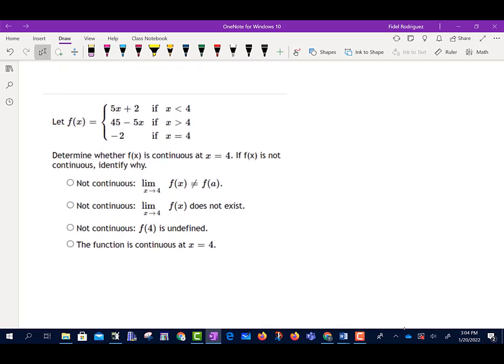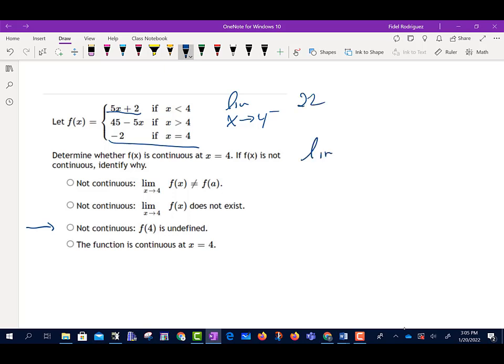Alrighty, let's take a look at the next one here. Let f of x be equal to 5x plus 2 if x is smaller than 4, 45 minus 5x if x is bigger than 4, and negative 2 if it's equal to 4. So number one, we do know that it's defined at x equals 4. So I can't check the third box, because it is defined. Okay, now let's see if the limit exists. So if I were to plug in a 4 in the top part, 5 times 4 is 20 plus 2. So the limit as x approaches 4 from the left would be 22.